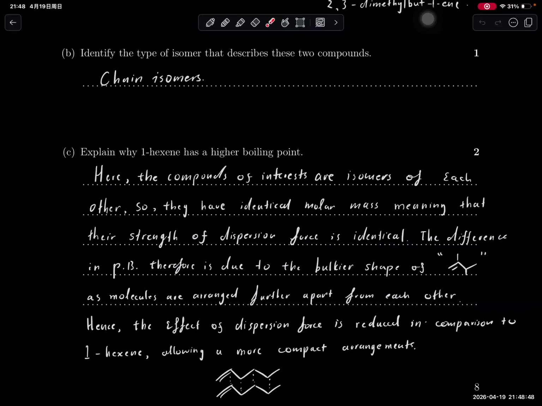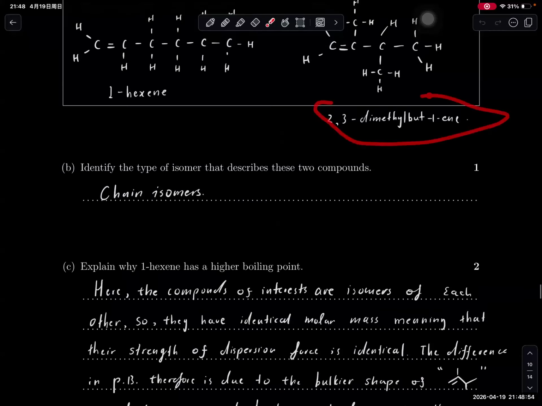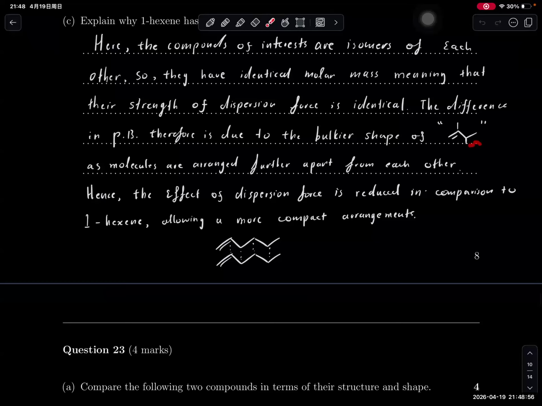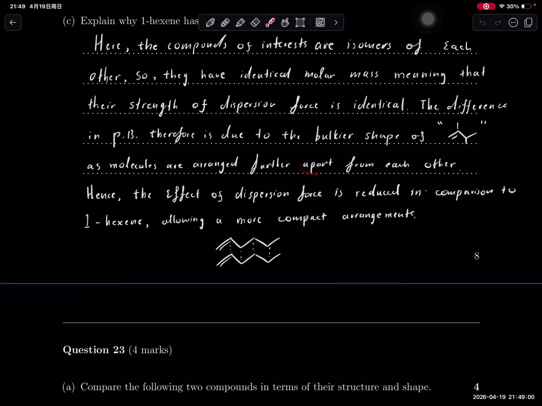So the difference in boiling point is therefore due to the bulkier shape of... I didn't want to write this long name, so I just drew it. Okay, you could also do that. As molecules are arranged further apart from each other, the effective dispersion force is reduced in comparison to hex-1-ene, which allows for a more compact arrangement. Yep, so drawing a diagram also helps, but it's not necessary.